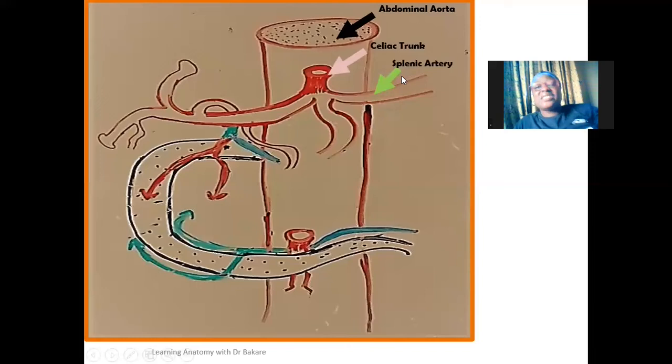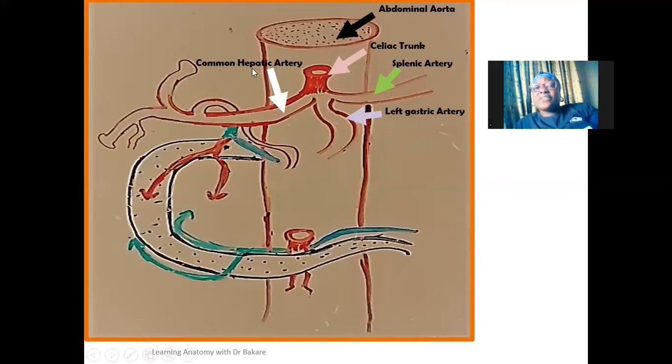The splenic artery drives towards the spleen to supply it oxygen, and the second branch from the celiac trunk is the left gastric artery. This is the left gastric artery that runs along the superior part of the lesser curvature of the stomach to supply regions of the stomach. And the last branch of the celiac trunk is the common hepatic artery. This is a very short artery that also emerges from the celiac trunk.